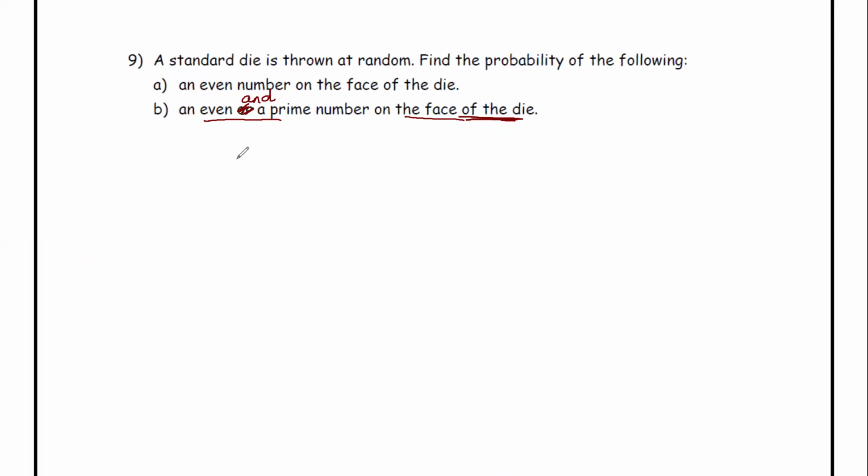In that case, your answer would have been 1 out of 6, because if you remember, 2 was the only one which was even and prime, or even intersection prime, in the Venn diagram language. So that would have been 2. Got it? So 1 out of 6 would be the answer if it was 'and'. Anyway, sorry for digressing again and again.